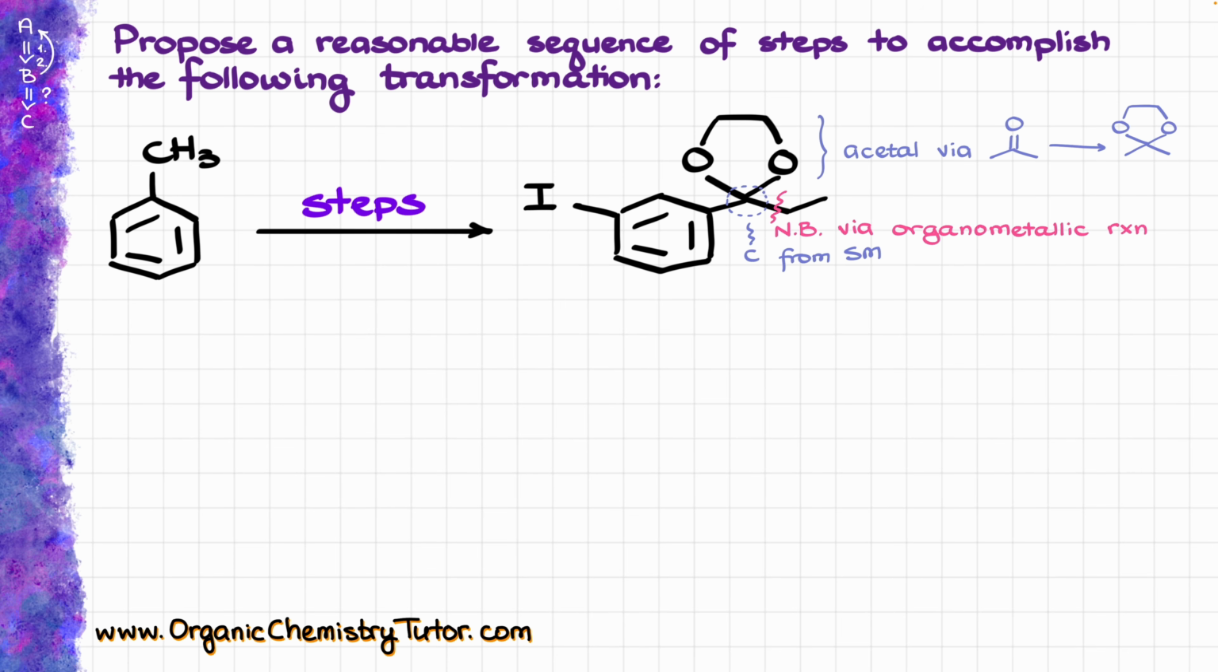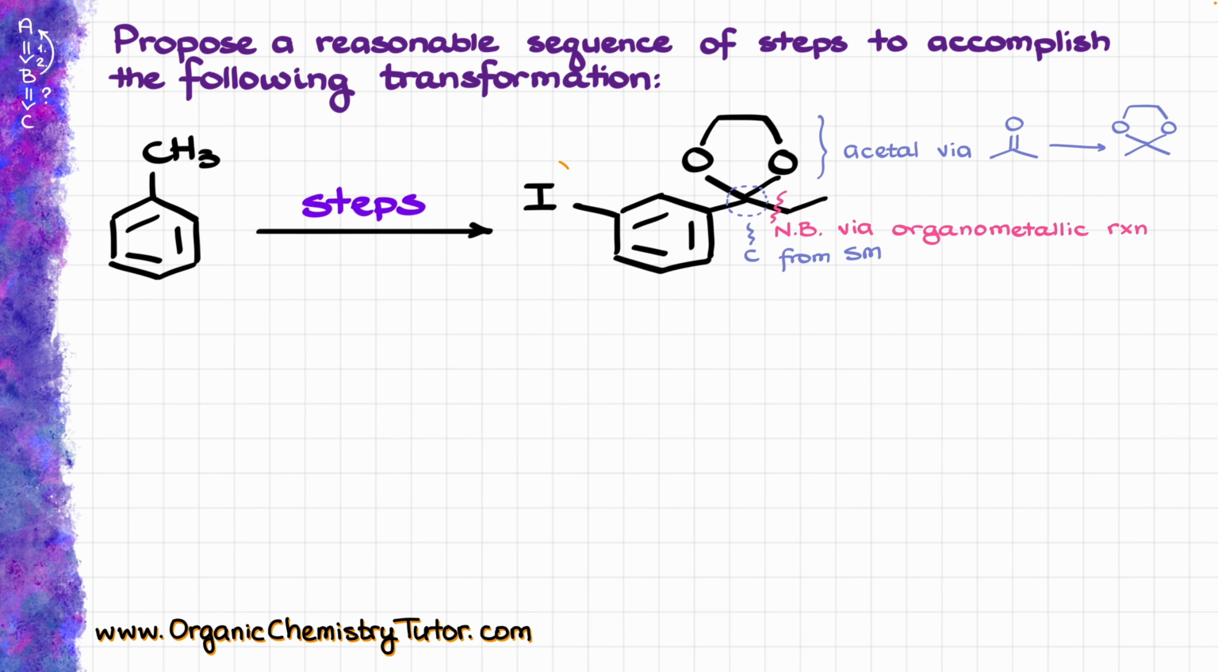So this bond can most likely be made via organometallic compounds. Which one exactly? Well, we are going to talk about that a little bit later because we are going to see a few different options that will be able to accomplish that.